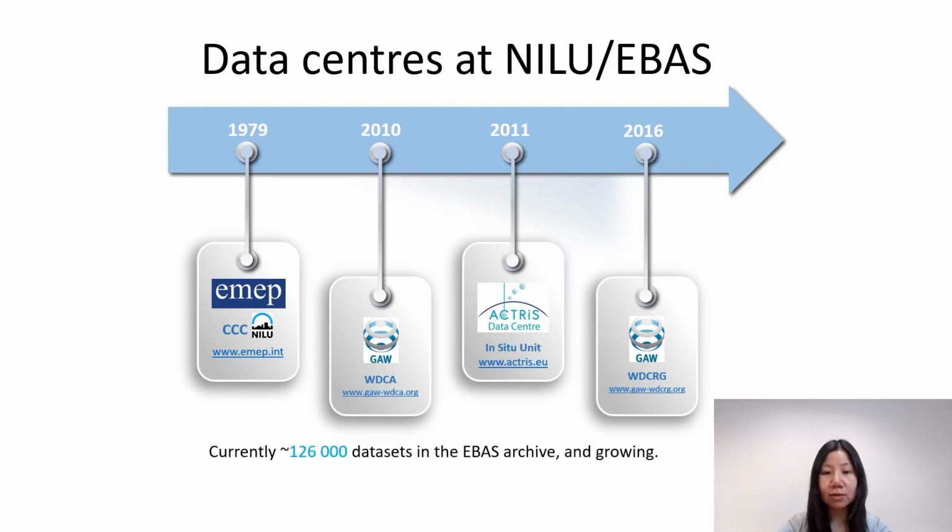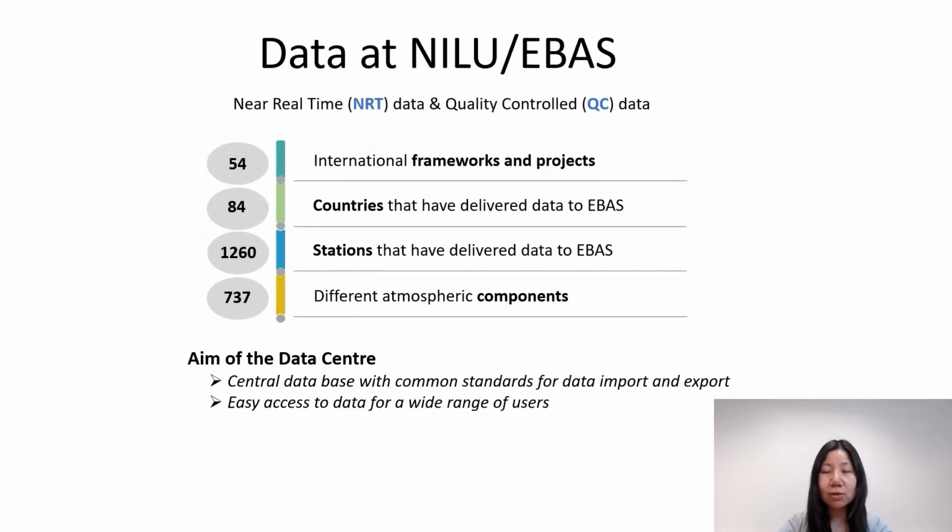Currently, there are about 126,000 datasets in EBAS, and it keeps growing. In EBAS, you can find both near real time data, which are sent from stations directly to NILU every hour, and also the quality controlled data with relatively lower time resolution. The data in EBAS are associated with many international frameworks or projects and receive data from stations all over the world. In 2020, for ACTRIS in situ data alone, more than 10,000 datasets were downloaded through the EBAS data portal, and we see the total number of EBAS data accesses has been increasing in recent years.